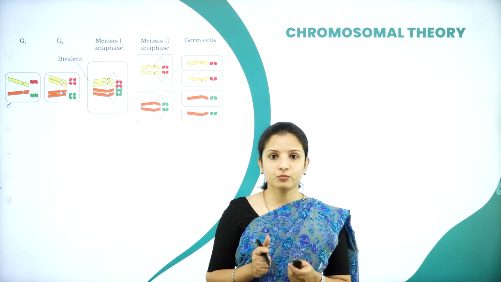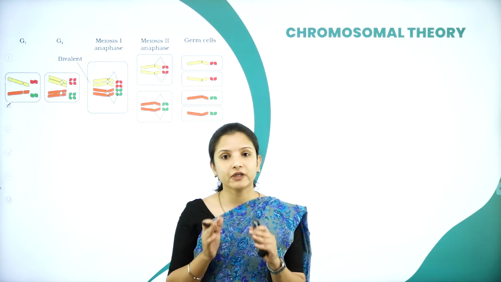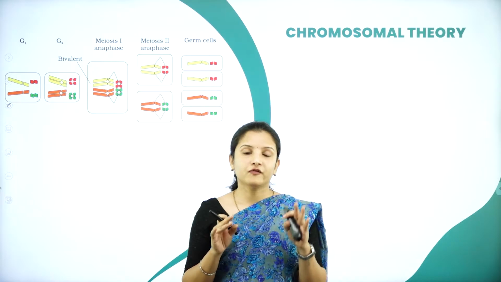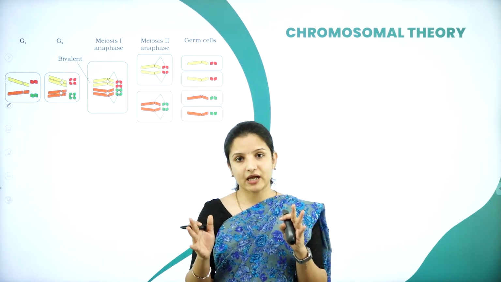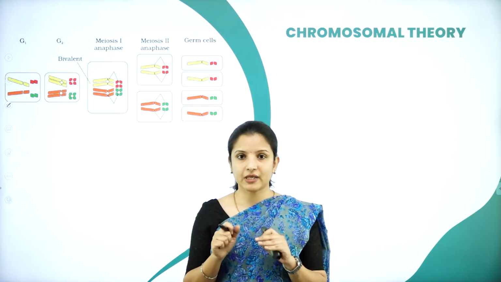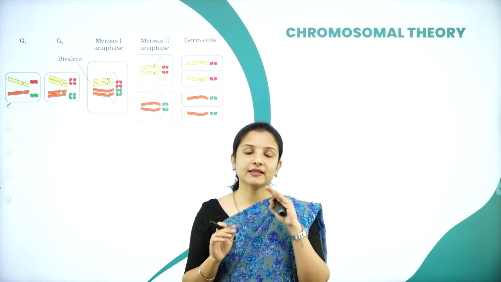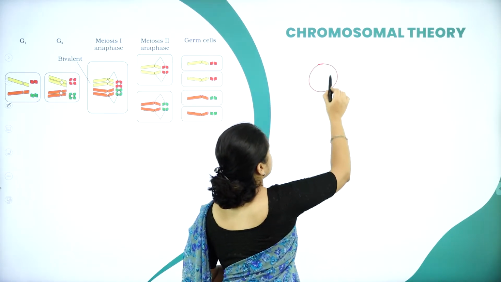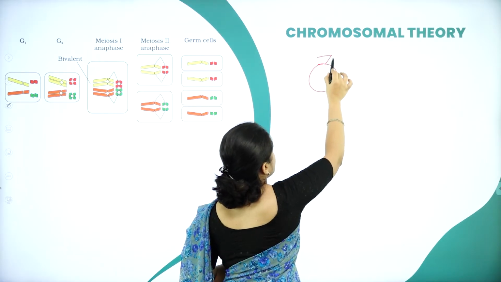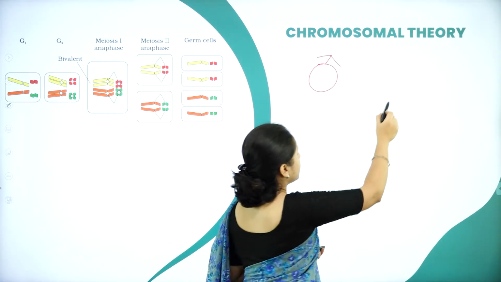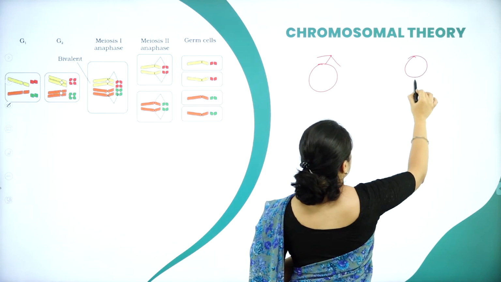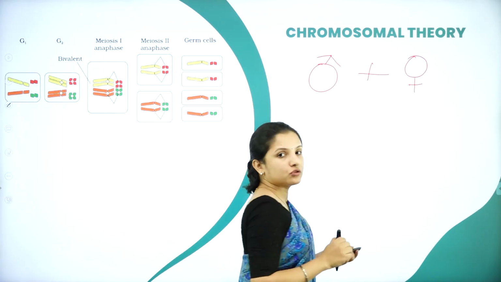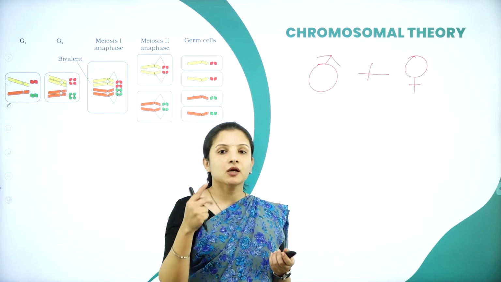So what is this chromosomal theory exactly? We know that there is a cell. We'll take the example of a male gamete and a female gamete in the case of a flowering plant. In the flowering plant, the male gamete is the pollen grain. So we'll take a male gamete, that is the pollen grain, and we will take the female gamete. These two will fuse. When they fuse, the progeny will be produced.